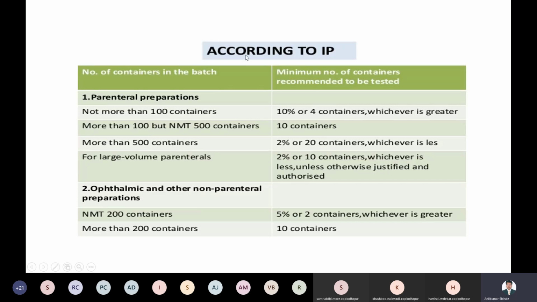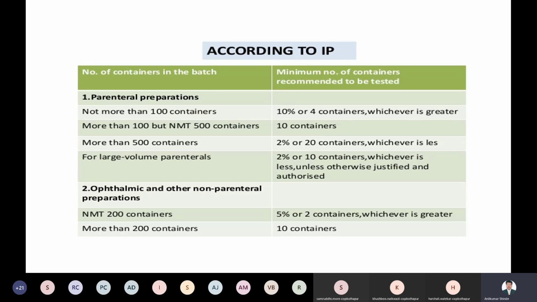Then for a large volume parenteral, that is maybe infusions or maybe Ringer lactate, dextrose, or saline solution, right? If you have prepared hundreds or maybe thousands of bottles at a time, and you take the sample from the bottle, get the representative of the sample. So 2% from the large volume parenteral. So 10 containers we can use for testing, and see whether your product is justifiable or not, right?